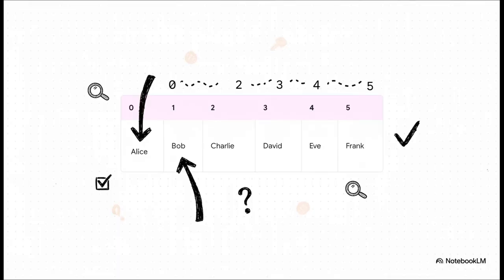Let's make this crystal clear. Looking at our list, to get the first name Alice, you ask for index 0. Need Charlie? Well, you just count up from the start. Alice is 0, Bob is 1, so Charlie is at index 2. It's a really straightforward way to pinpoint any item you need.